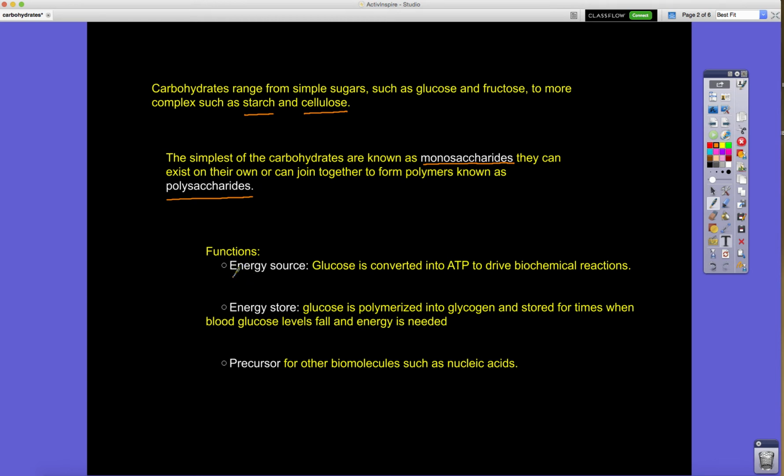In the body, carbohydrates are a source of energy, and they are storage of energy. If you have lots of sugar, then it will be converted into glycogen in our liver, and later on we can use it. They are also precursors to some other biomolecules, such as your nucleic acid.